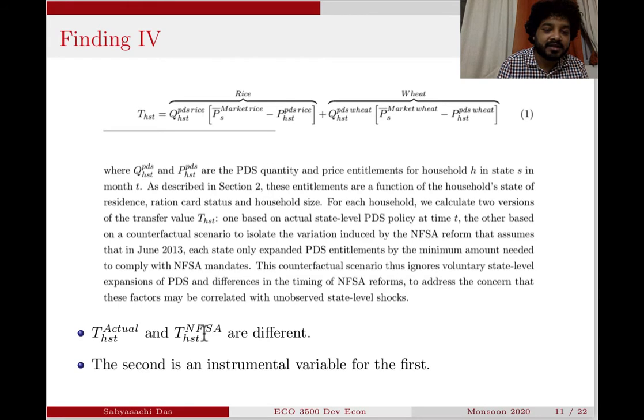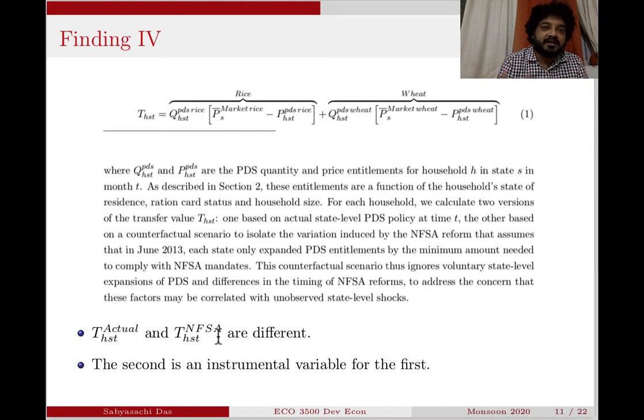The idea being that states which have a higher simulated transfer post NFSA would also have a higher actual transfer post NFSA, even though they may be delaying by a year or maybe doing more. But if you compare across states, they should be positively correlated. And that's the first criterion of IV, if you remember.